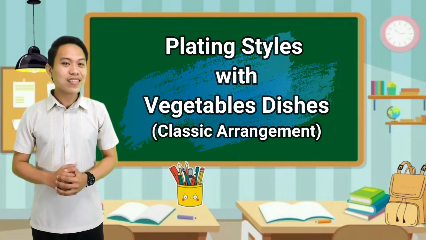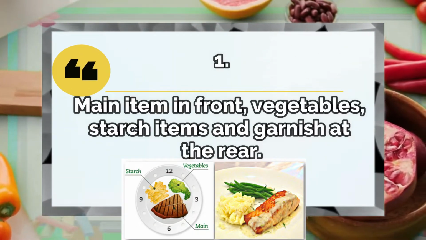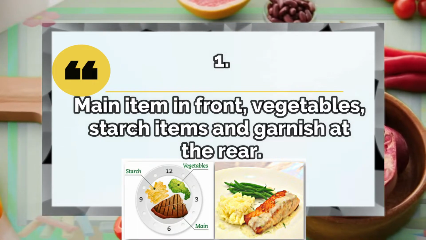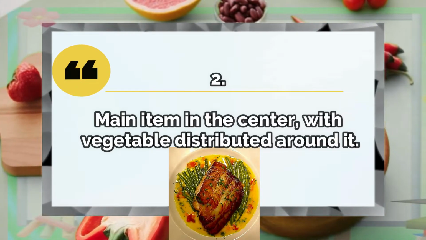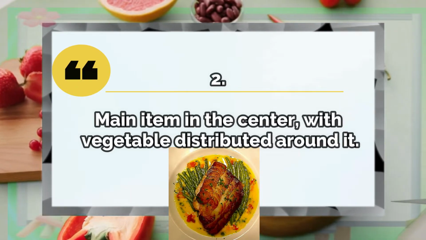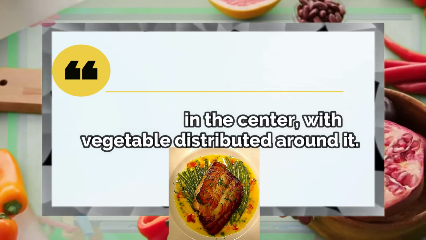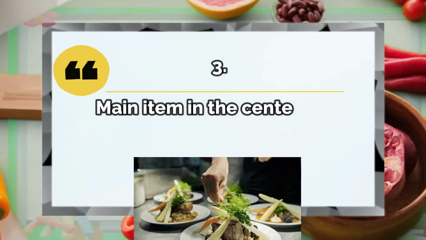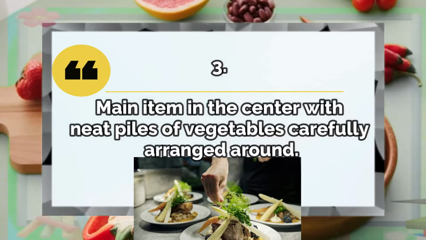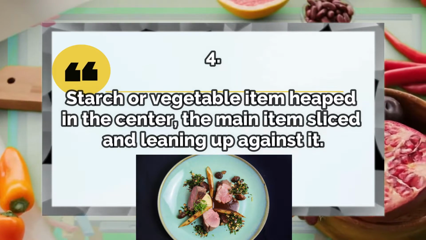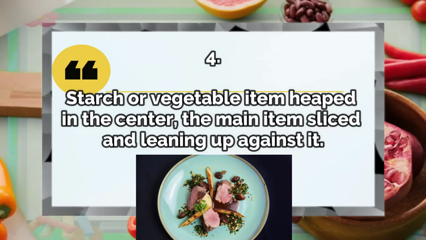Let us proceed with the plating styles with vegetable dishes. Number 1. Main item in front. Vegetables, starch items, and garnish at the rear. Second style. Main item in the center with vegetable distributed around it. Number 3. Main item in the center with neat piles of vegetables carefully arranged around. And lastly, starch or vegetable item heaped in the center, the main item sliced and leaning up against it.